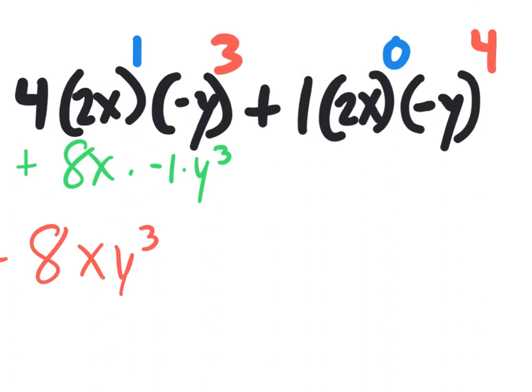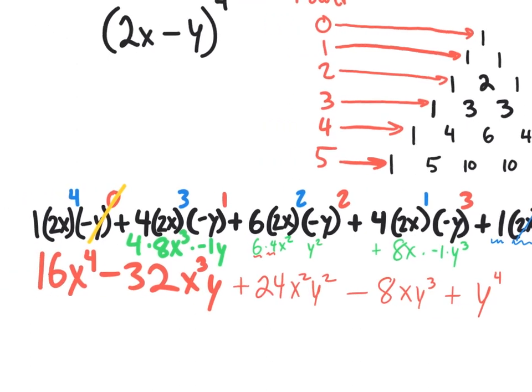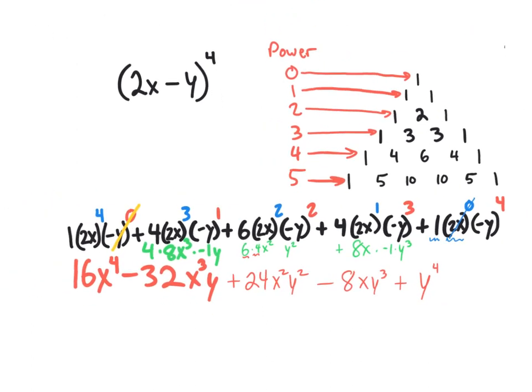Last term. It's easy. The first one and the last one are easy. Anything to the 0 power is 1. So what we really have is 1 times 1 times, what is a negative y to the fourth power? Negative times negative times negative times negative. It's going to be a positive. So you're going to have a plus y to the fourth. Ladies and gentlemen, this is our answer. Check it out. So this binomial to the fourth power, that is this answer right here.